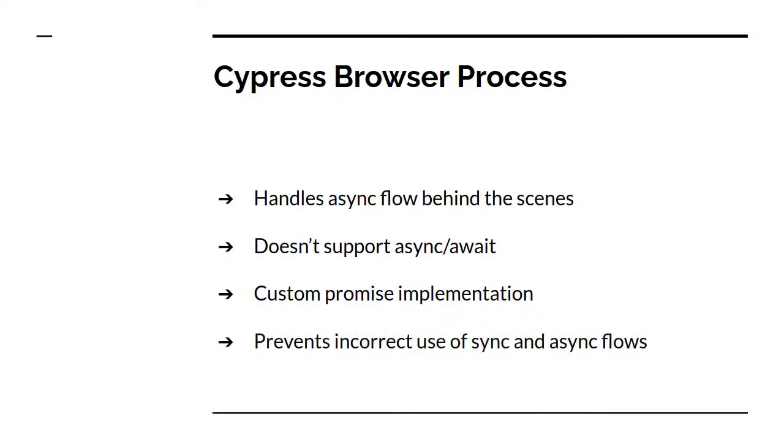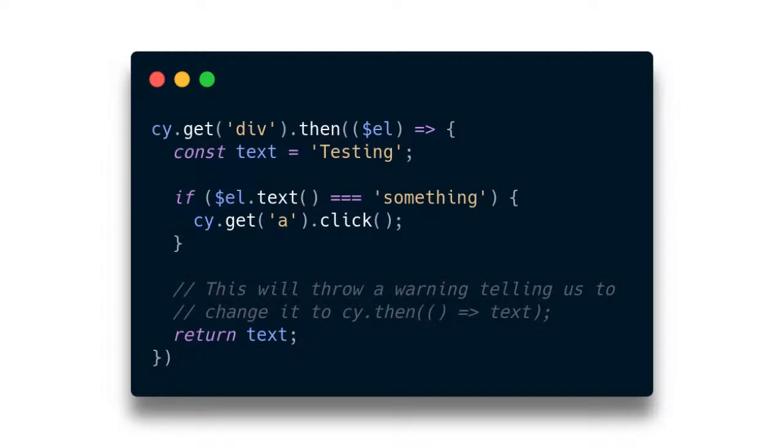In some cases, it even warns us about mixing sync and async code, like in this case, where we have sync stuff and a cy.get call in the mix, finishing with returning some constant value. It will throw an error telling us to wrap the result inside the cy.then to avoid returning before the async code could finish running.